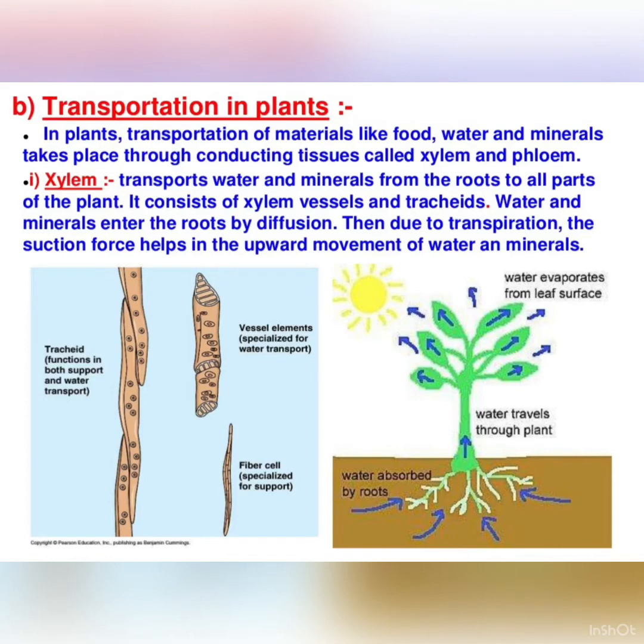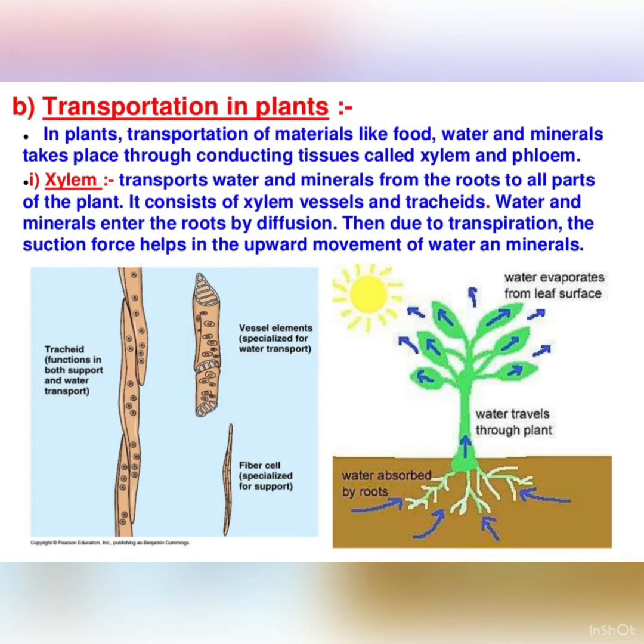Xylem transports water and minerals from roots to the other parts of the plant. It consists of xylem vessels and tracheids. Water and minerals enter the roots by the process of diffusion. Then, due to transpiration, a suction pull is generated, which helps in the upward movement of water and minerals.